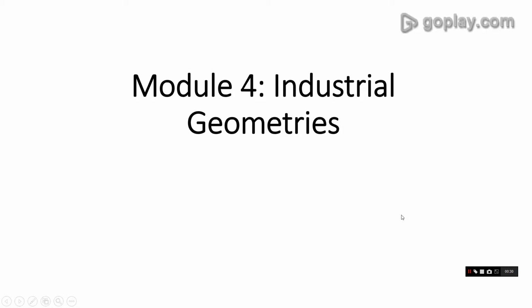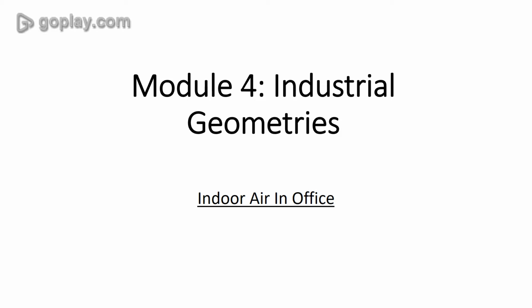So we are in module 4, dealing with industrial geometries. And in this particular video lecture, we'll deal with the indoor air in an office. We'll mesh the indoor air in an office environment. This geometry is typically found in HVAC applications, the heating, ventilation and air conditioning applications, where we want to know the temperature field and the velocity field inside rooms. So this is the application of this.